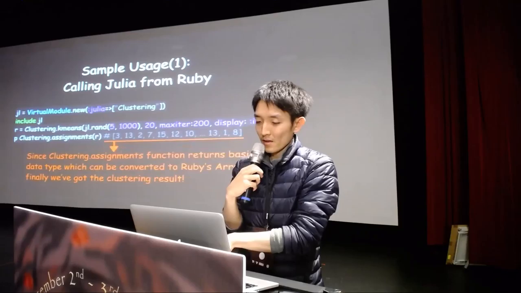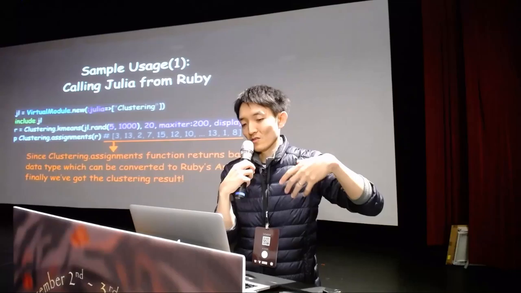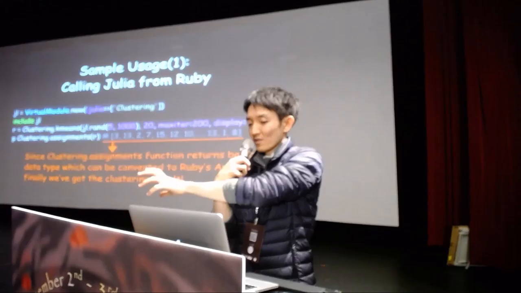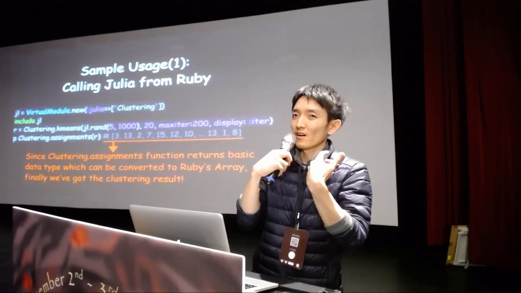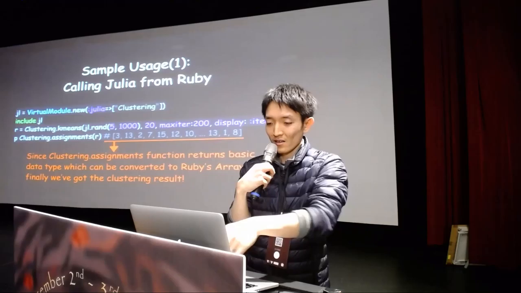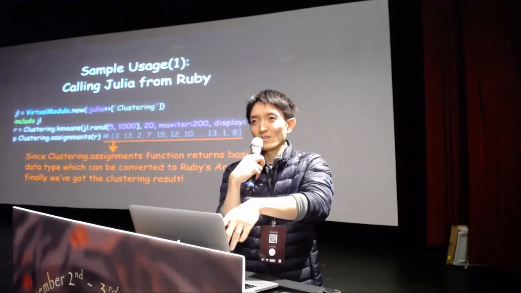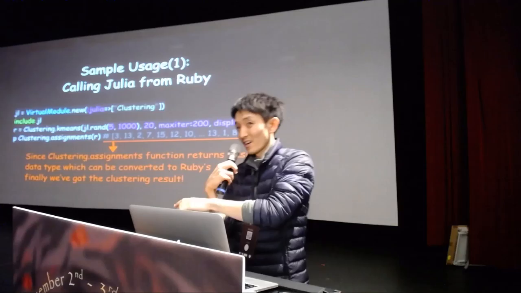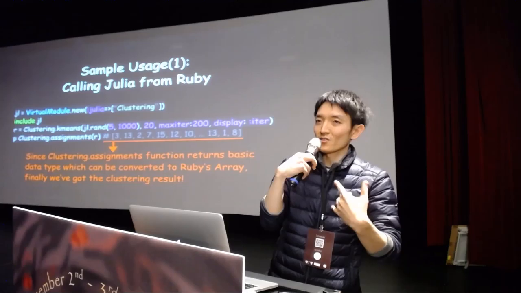And using that R variable, you can pass it to the Clustering package again. If that Julia function returns a very basic data type, then you can retrieve those values in Ruby's world. So in this case, you just pass the R local variable to the clustering assignment function, then you will get the list of results produced by the kmeans function. This is the result of the k-means clustering done by Julia, and you now have the list of values in Ruby world, so you can use this result in Ruby. Which is, at least to me, really useful.